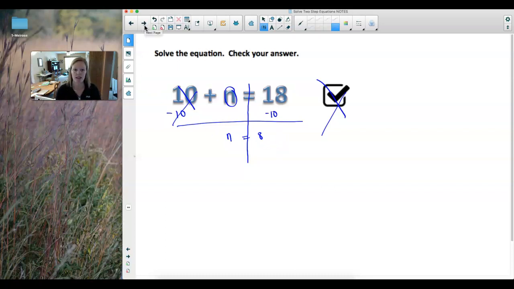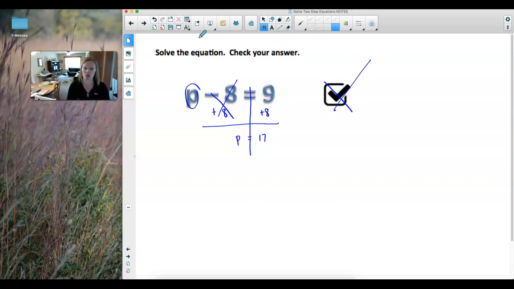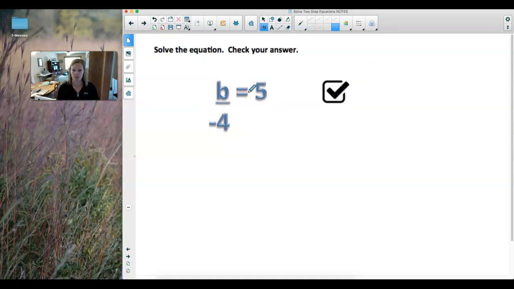So the next one, p minus 8 equals 9. We want to get the p by itself. So I want to get rid of the minus 8, so we need to add 8 to each side. Remember, what you do to one side, you have to do to the other to keep it balanced. These then cross out. Minus 8 plus 8 is gone, and we have p equals 9 plus 8, which is 17. And again, I will put an answer check on Canvas for your homework so you can check if you've done your answers correctly.